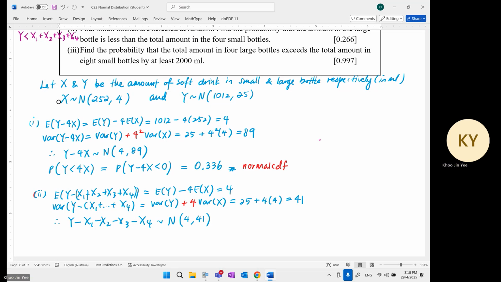Also, this is being done very slowly. If you want to do it fast in a compact manner, can. But ultimately show clearly that it's 4 and 41. So with this, your probability for y less than x1, x2, x3, x4 will be equal to the probability of y minus x1 minus x2 minus x3 minus x4 less than 0. Use normal CDF again, 0.266.